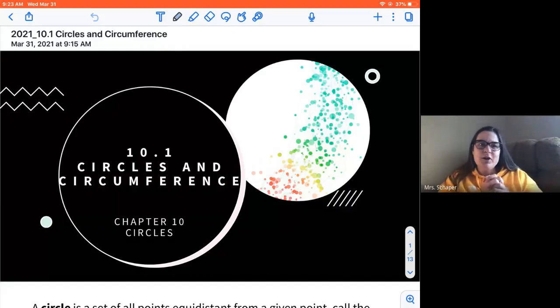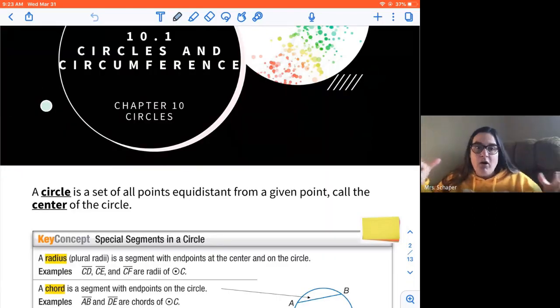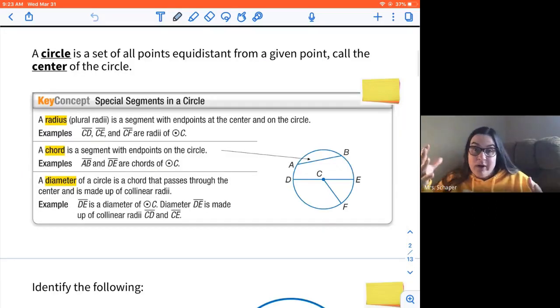Mathematicians, today we're going to be starting our unit on circles and circumference. So today we're just going to be doing the intro piece to it. So here we go. A circle is all the points equidistant from a given point, which is called the center of the circle. The radius is from the center of the circle to the circle itself.